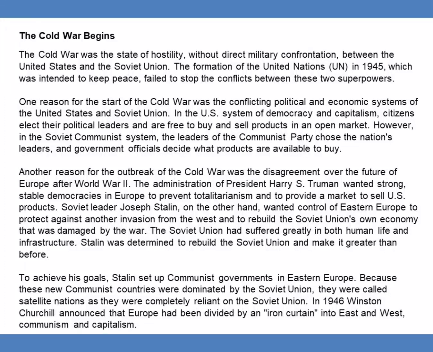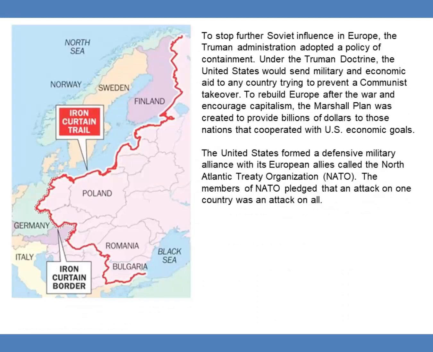In 1946, Winston Churchill announced that Europe had been divided by an Iron Curtain into East and West, communism and capitalism. To stop further Soviet influence in Europe, the Truman administration adopted a policy of containment.